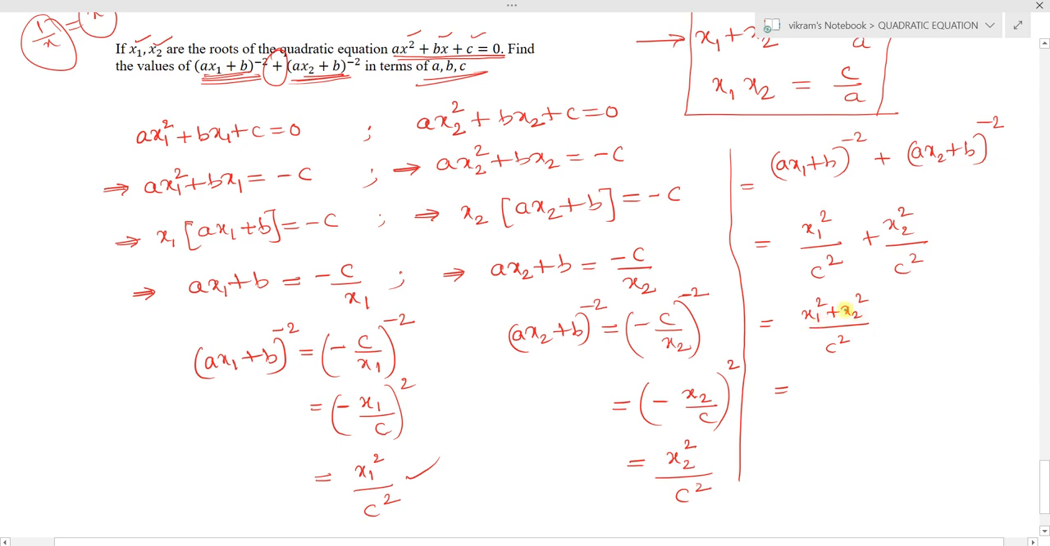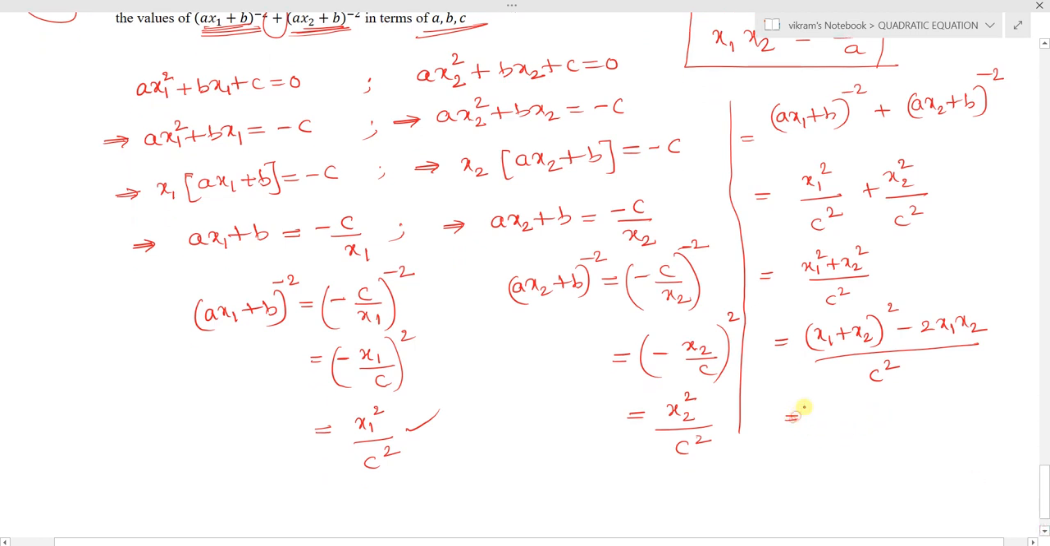Then x1 square plus x2 square can be written as (x1 + x2) whole square minus 2 x1 x2, all by c square. Just before, we obtained that for ax square plus bx plus c having the two roots x1 and x2, the sum of the roots is minus b by a. So we can write this as (-b/a) whole square minus 2 into the product of the roots, c by a, all by c square.